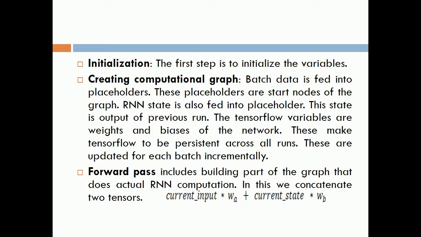The Tensorflow variables are weights and biases of the network. These make Tensorflow persistent across all runs. These are updated for each batch incrementally. Forward pass includes building part of the graph that does actual RNN computation. In this we concatenate two tensors.